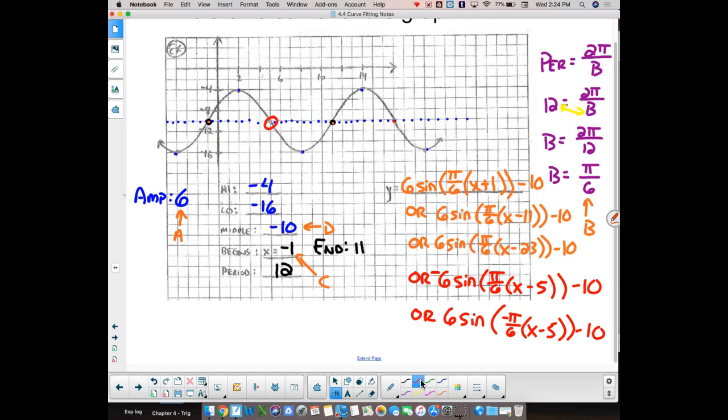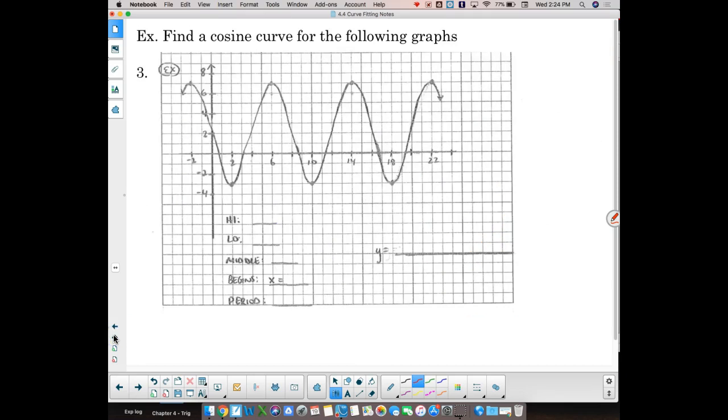What I would like you to do now is find me a cosine curve off of the second one. All right, let's talk high first. What's the maximum of this function? 7. What's the low of this function? Negative 3. Where's the middle of this function? 2. So that means that this is my D value. So at the end, it should be plus 2 on everybody's.